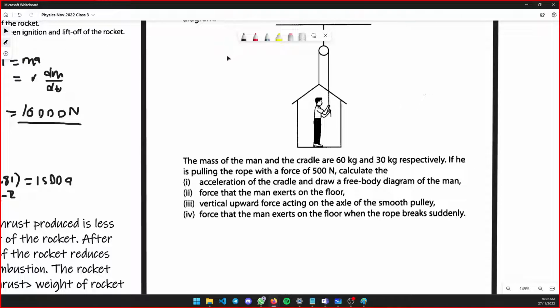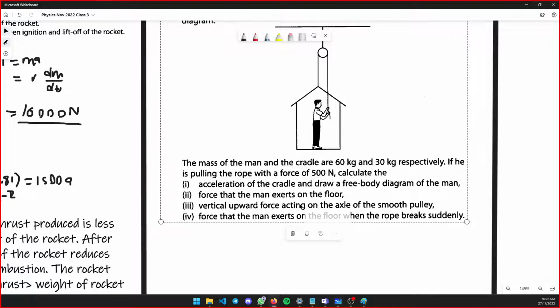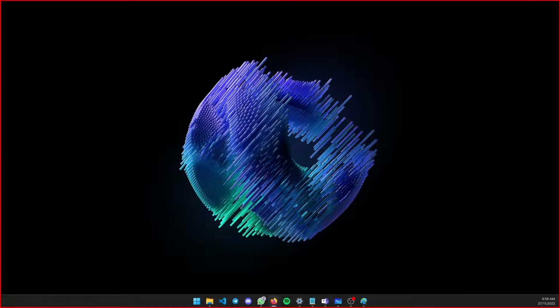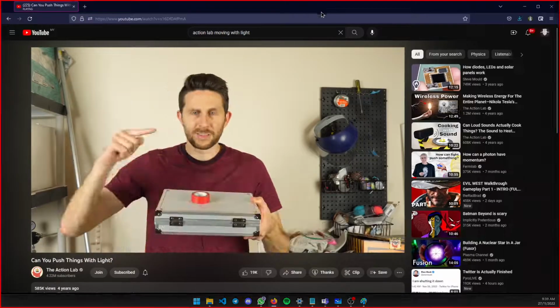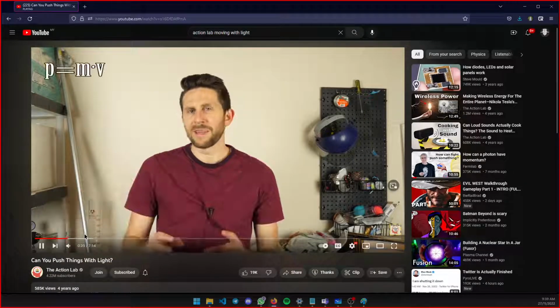Today I'm going to be seeing if light can push. So I'm going to be trying to use my 32,000 lumen flashlight and also my 5,000 milliwatt laser to see if I can push things with light. In order to push something, you have to impart a force on it. For example, if I want to push my hand, I have to put a force on it. As long as I put a force on it, I can move it.